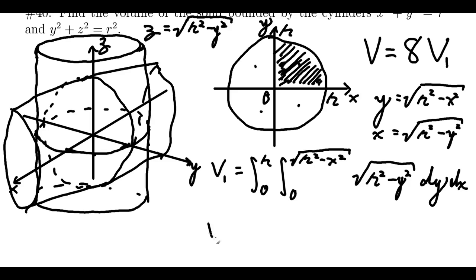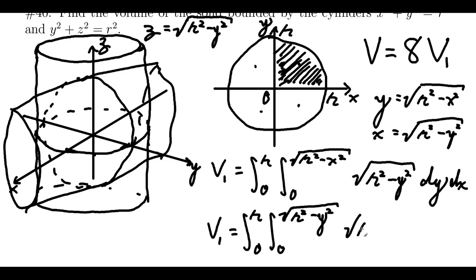Alternatively, we could say that V1 is equal to the integral from 0 to r, that's y ranging from 0 to r, and x can run from 0 up to, we found that x would be the square root of r squared minus y squared. Again, our integrand is the z value, the square root of r squared minus y squared. And this would then be dx dy. These are two ways of setting this up.